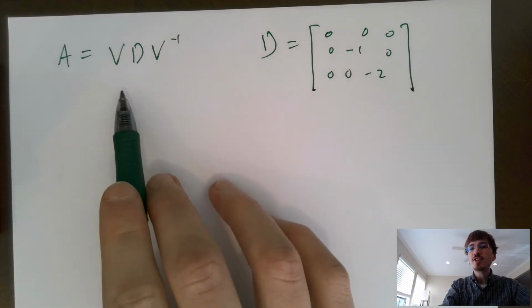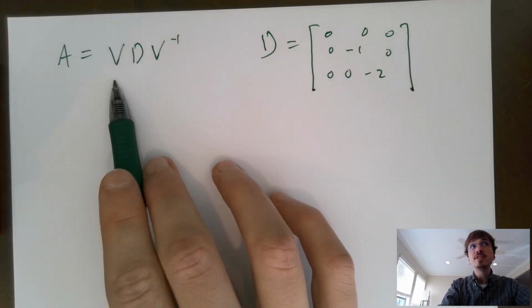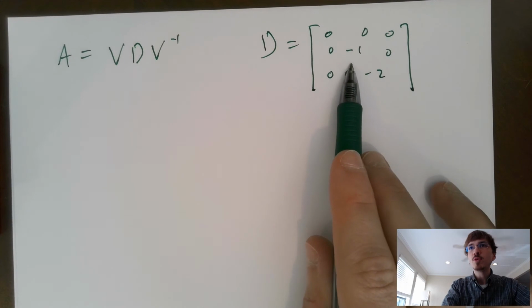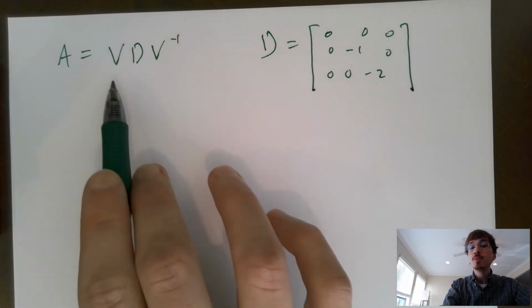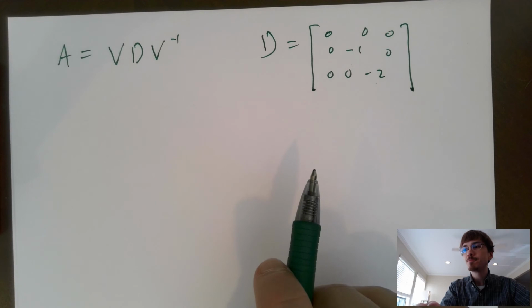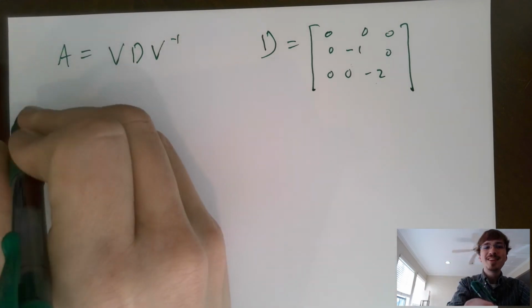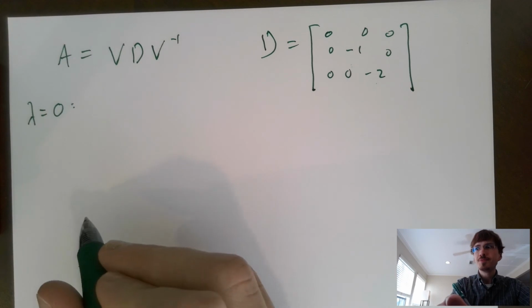So the first vector in V would have to be the eigenvector corresponding to lambda equals 0. The second vector in V has to be the eigenvector corresponding to lambda equals negative 1, and similarly for negative 2 here. But what do we need to do? We need to find a basis for each one of these 3 eigenspaces. So let's do it.